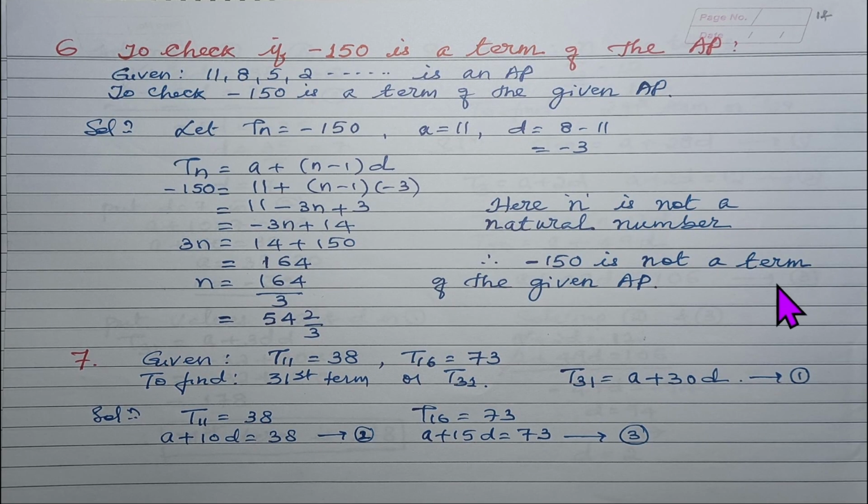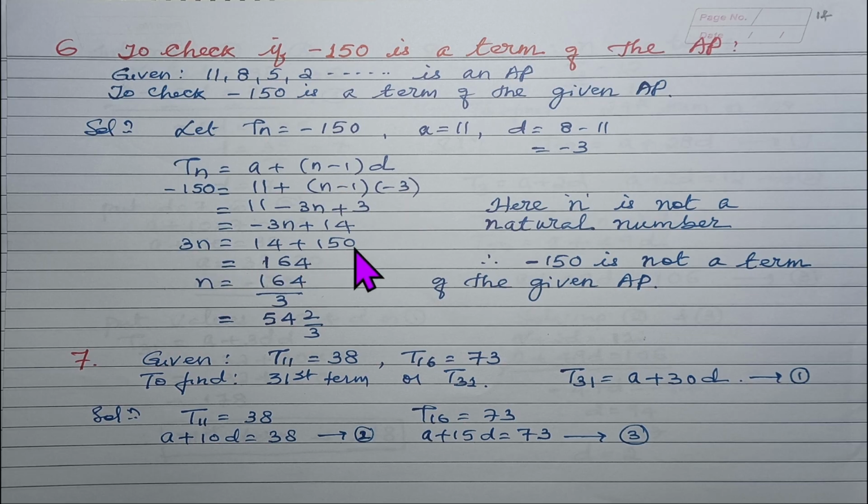Now coming to the next example, to check if minus 150 is a term of the AP. We have to check whether minus 150 is a term of the given AP. The given AP is 11, 8, 5, and so on. To check whether minus 150 is a term in this AP, what we will do here is just check whether the value of n is a natural number. So let us understand that. Now we have been given Tn as minus 150. Let us assume that minus 150 is the nth term, and a is 11 definitely, and d is 8 minus 11, that is minus 3. Substitute these values in the Tn formula, Tn is equal to a plus n minus 1 into d. That means minus 150 is equal to 11 plus n minus 1 into minus 3.